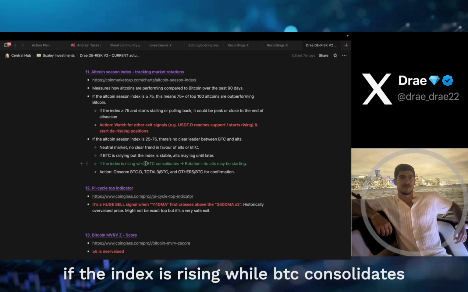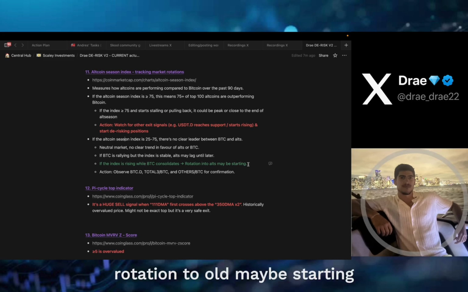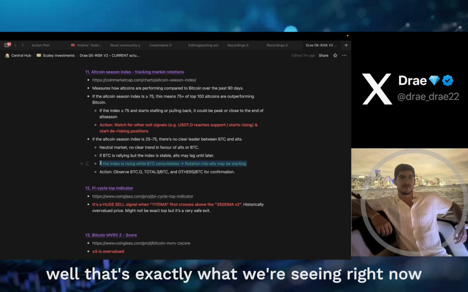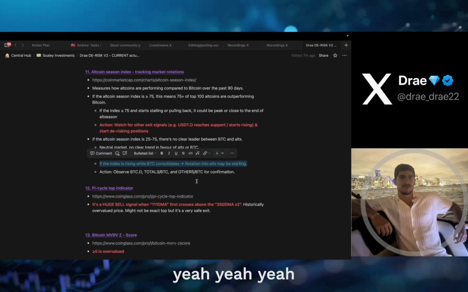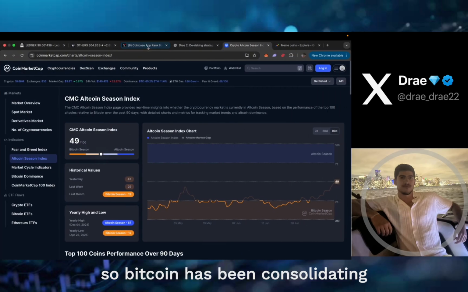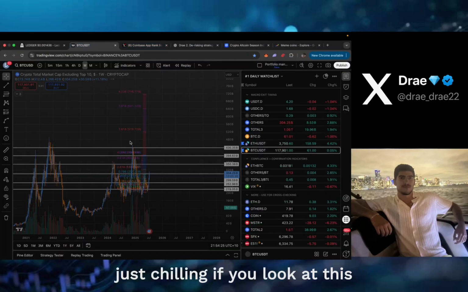If the index is rising while BTC consolidates, rotation to alts may be starting. Well, that's exactly what we're seeing right now. Bitcoin has been consolidating, just chilling.